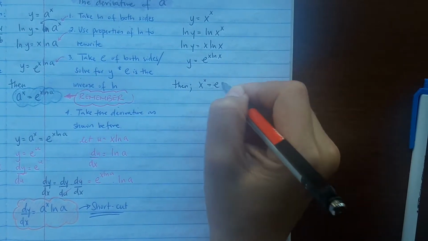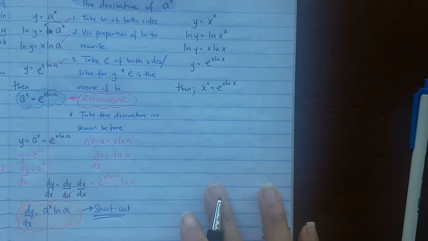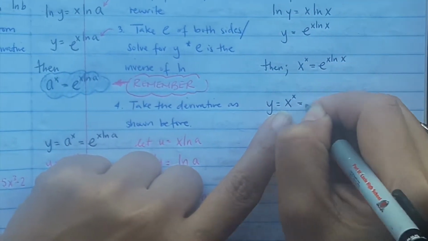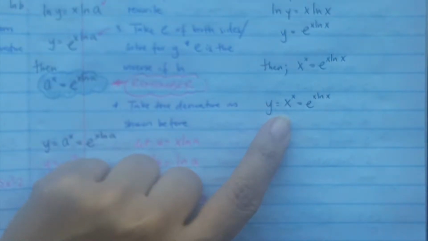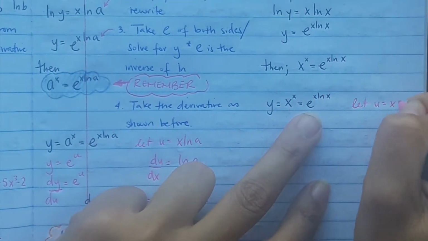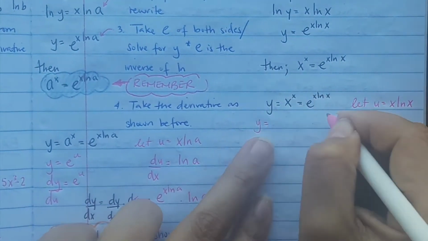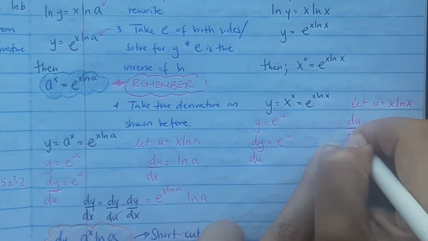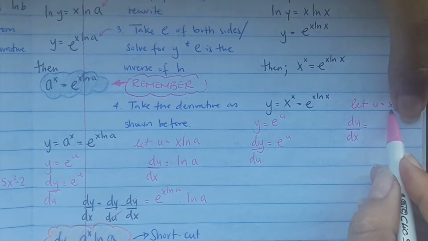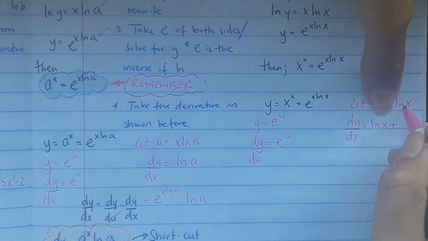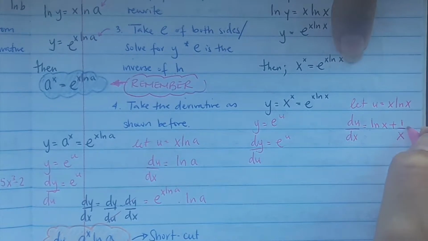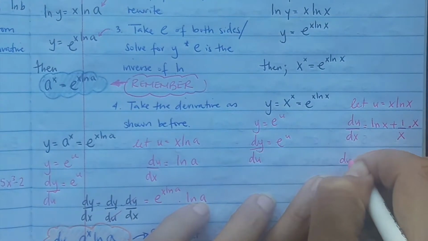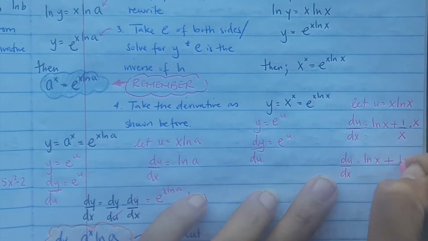e to the x log x is the same thing as x to the x, basically. So we're going to have y equals e to the x log x. And then we're going to replace the power with u, so let u equal x log x. So we're going to have y equals e to the u. And then dy du is going to be e to the u. And then du dx is going to be, the product rule says, derivative of that times that, so log x. Derivative of log x is 1 over x times the other one, which is x. So that simplifies to du dx is equal to log x plus 1, since the x cancels, giving 1.